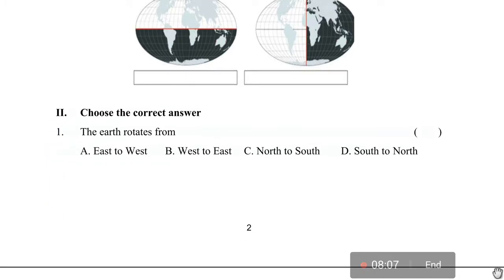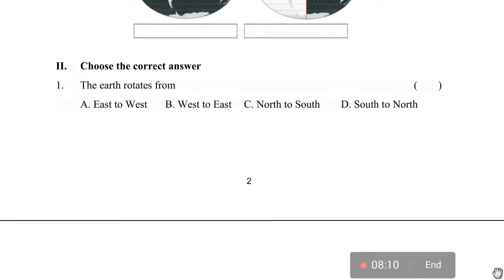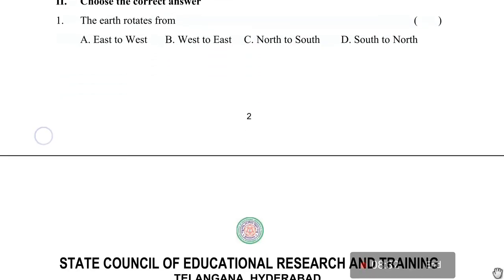Choose the correct answers. First one, the earth rotates from. So what is the answer? How does the earth rotate? A, east to west; B, west to east; C, north to south; D, south to north. Which one is correct here? Option B is correct, west to east. Option B, first one.